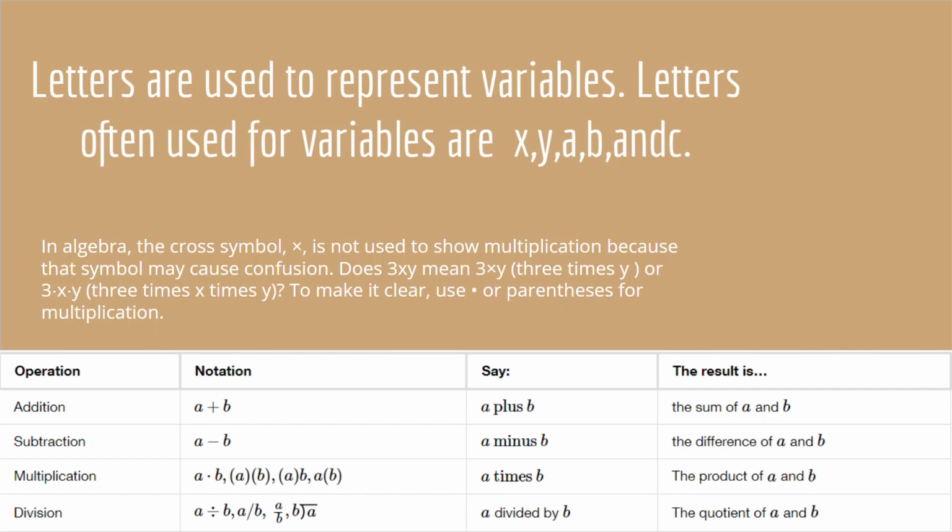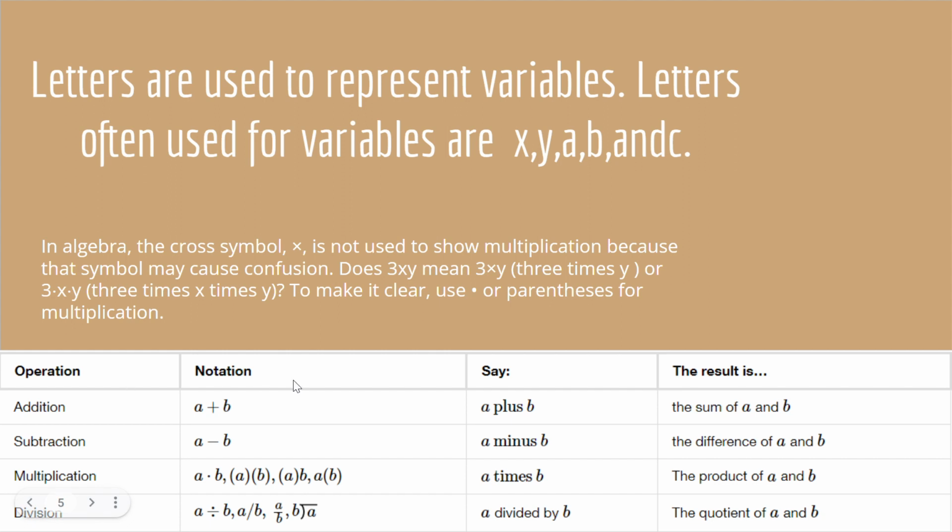Next, letters are used to represent variables, and letters often used for variables are x, y, a, b, and c. In algebra, the cross symbol x is not used to show multiplication, because the symbol may cause confusion. Does 3xy mean 3 times y, or 3 times x times y? To make it clear, we use a dot or parentheses for multiplication.